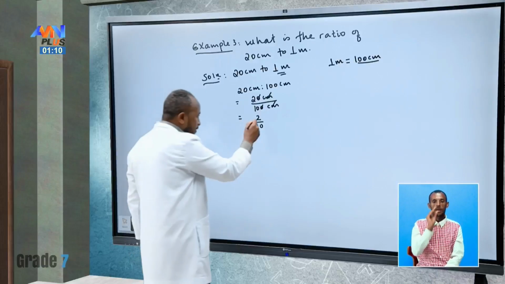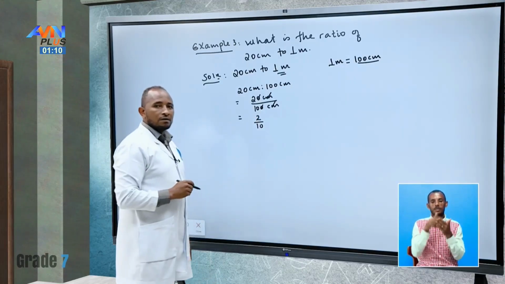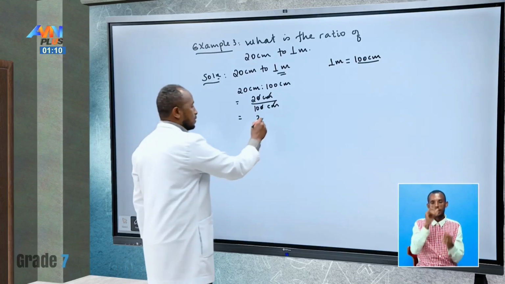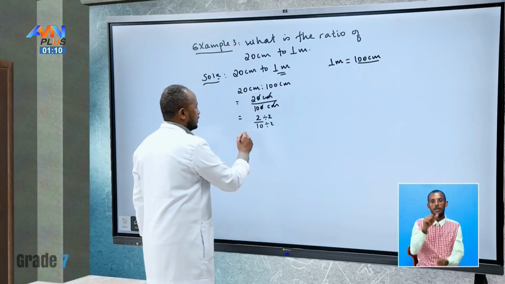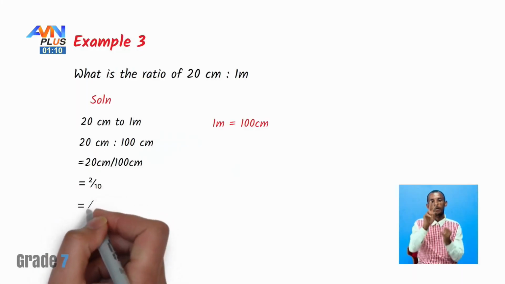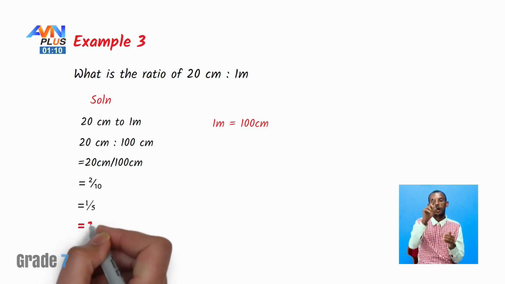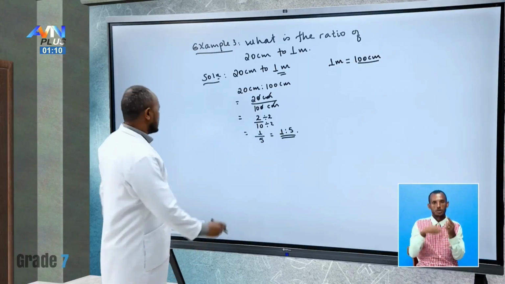And I can write this in lowest terms. Since 2 and 10 have a common factor, which is 2, let's divide both by 2. 2 divided by 2 is 1. 10 divided by 2 is 5. So this becomes 1:5, which will be the final answer. Now let's proceed to another example.